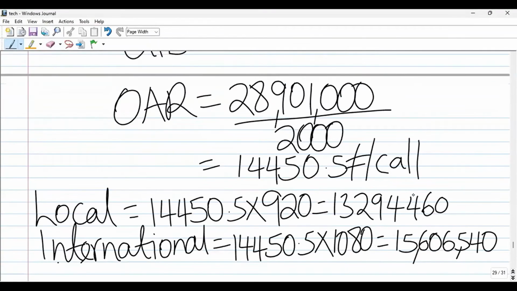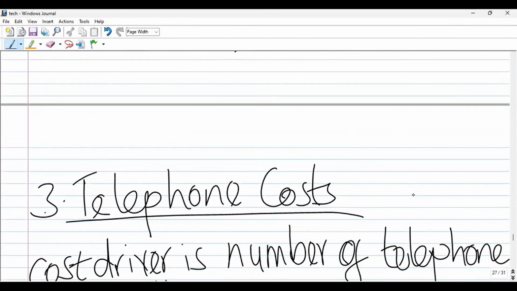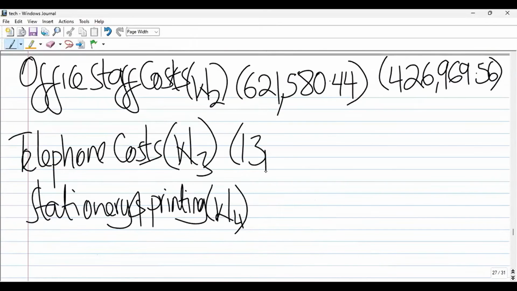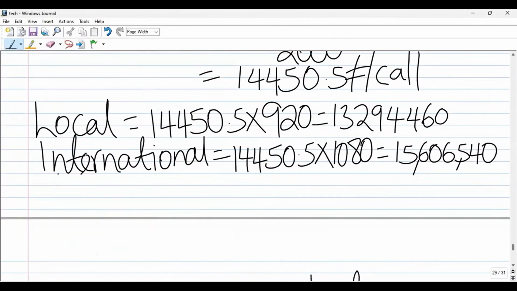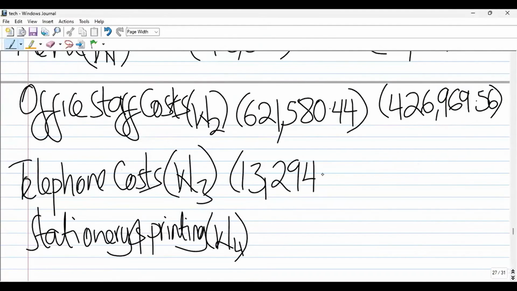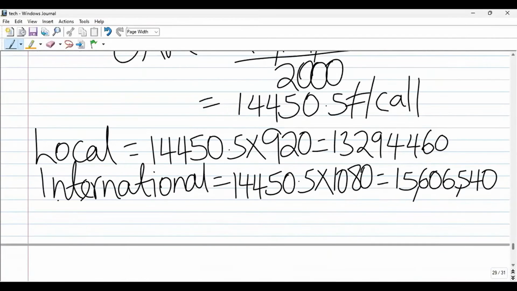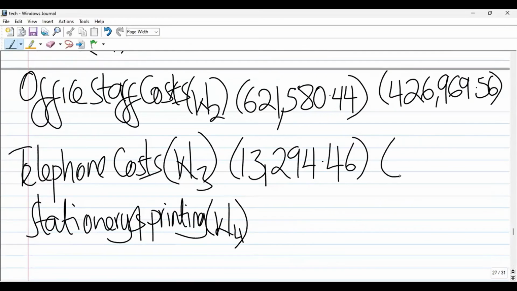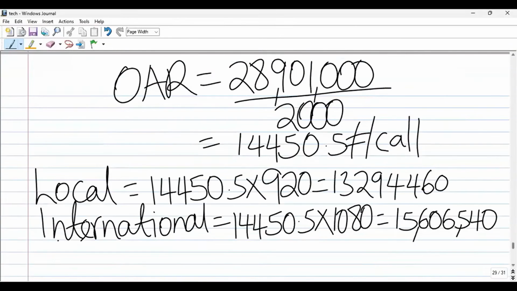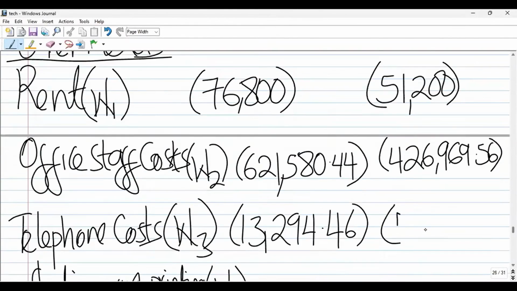So we go and plot the statement above. So 13,294.46. Then 15,606.54.